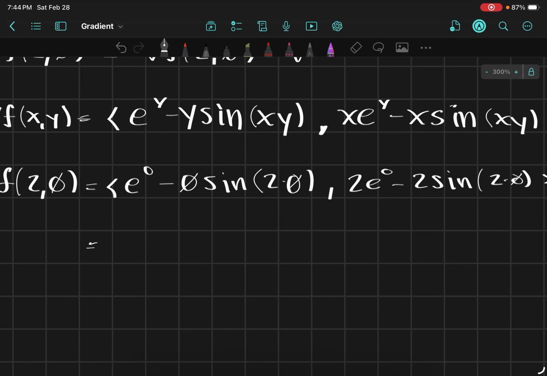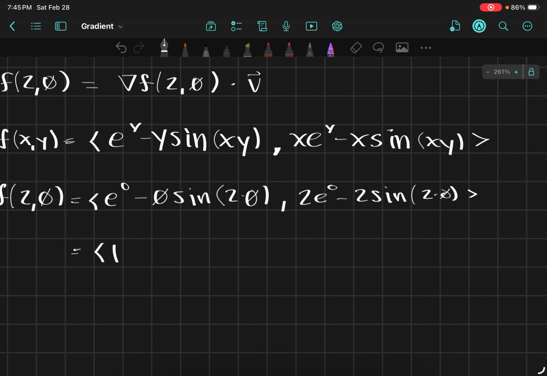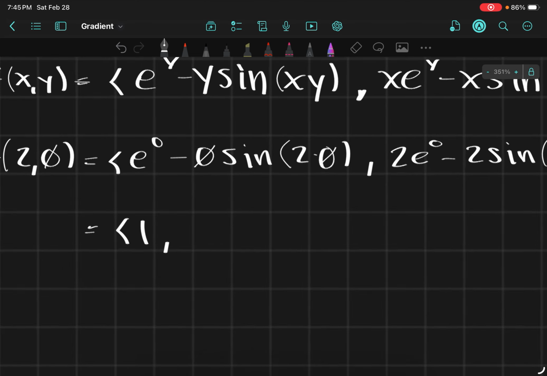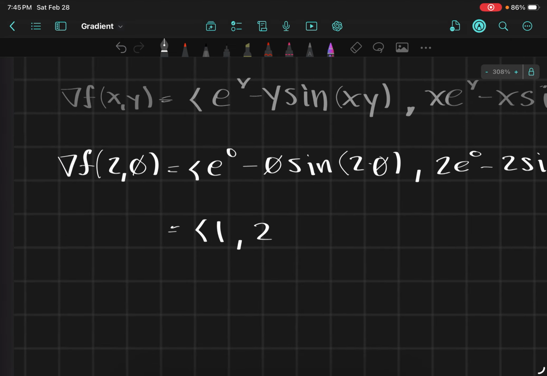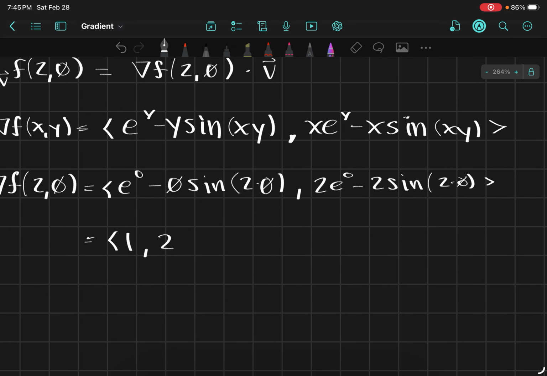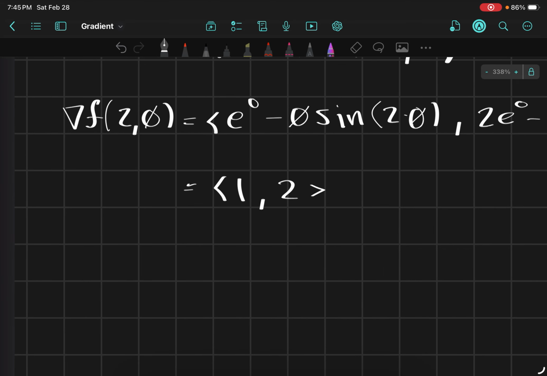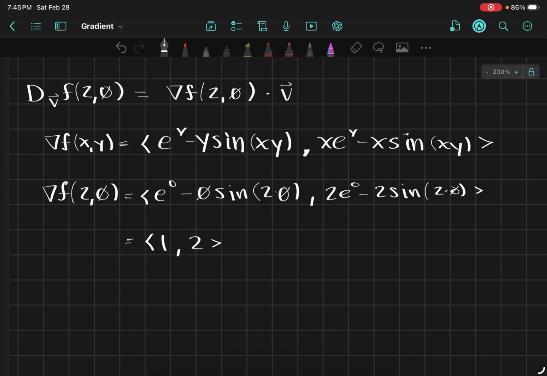Well, e to the 0 is just going to be 1. Minus 0 times sine, whatever, doesn't matter. Multiplied by 0, that's going to be 0. So our x component of our gradient is just going to be 1. Okay. 2 e to the 0 is 2 times 1, which is 2. Minus 2 sine of 0. Well, sine of 0 is 0. Therefore, we just have (1, 2). This is our gradient at the point (2, 0).